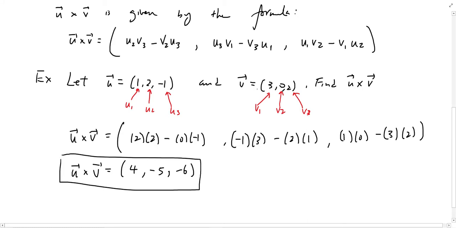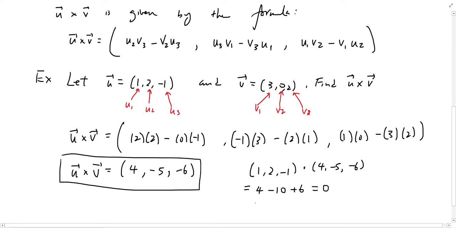Now let's try to see if that's the case. How do I know two vectors are perpendicular to each other? Well, simple. We do the dot product. So let's see if I take u, which is 1, 2, negative 1, and dot product 4, negative 5, negative 6, what do I get? Well, let's see. That would equal 4 minus 10 plus 6.